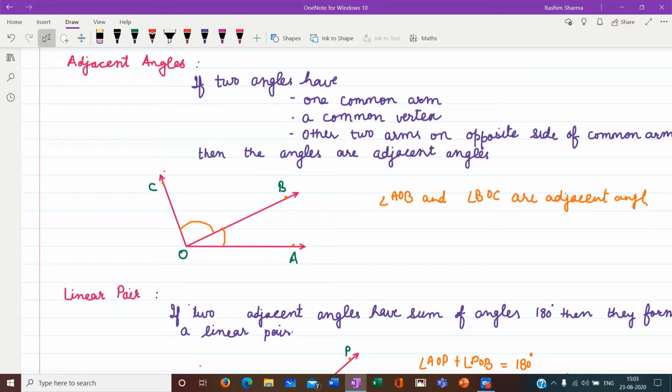First of all we have adjacent angles. Adjacent angles are the angles which have one common arm and a common vertex, and the other two arms are on the opposite side of the common arm. Now here we can see angle BOC and angle BOA are adjacent angles as they have O as the common vertex and OB as the common arm.